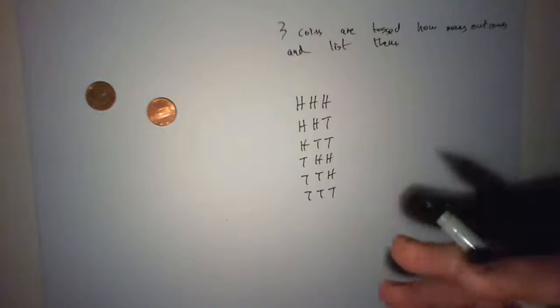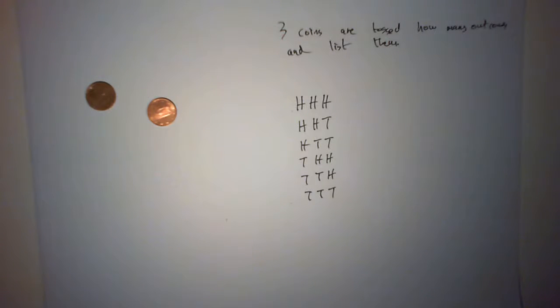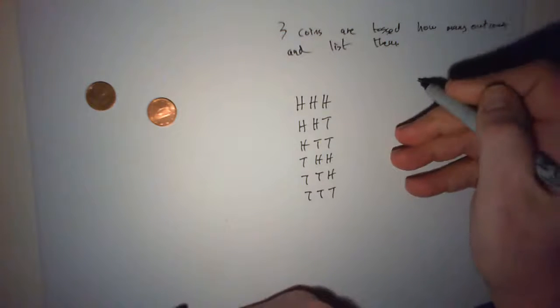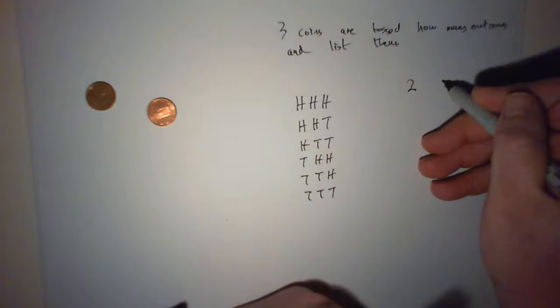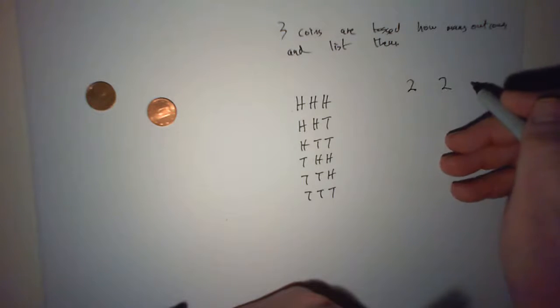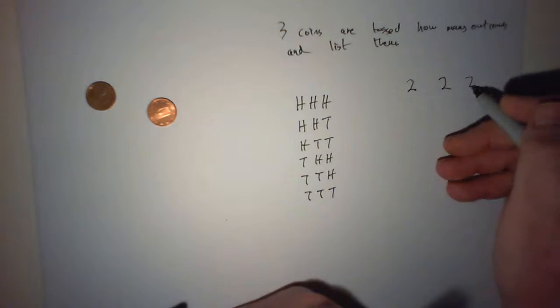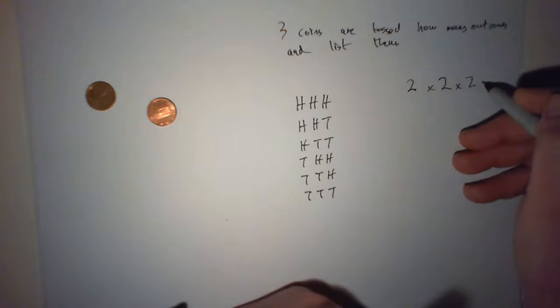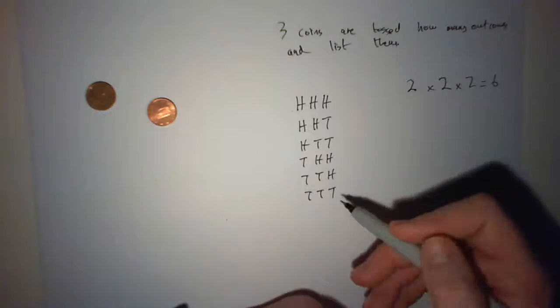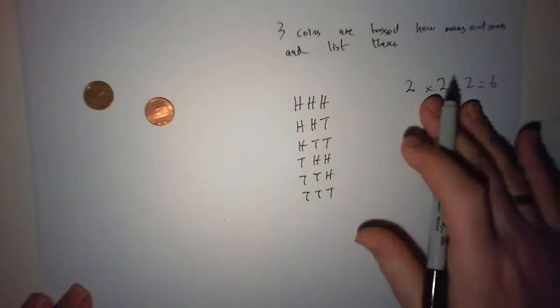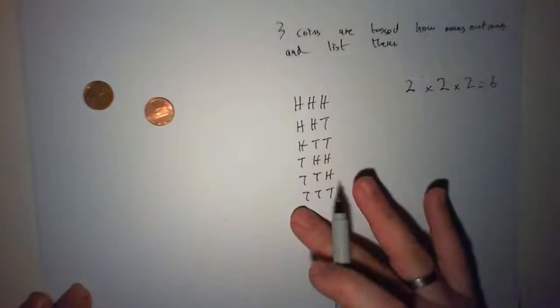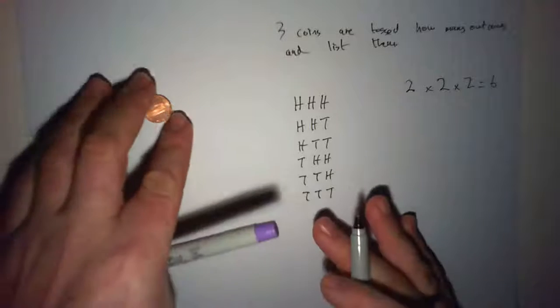Now, does that tally with what we know? How many outcomes are there from the first coin? 2. How many outcomes can there be from the second coin? 2. How many from the third coin? 2. Multiply them together, you get 6. Do I have 6? I do have 6. So the maths matches the reality when you put all the combinations together.